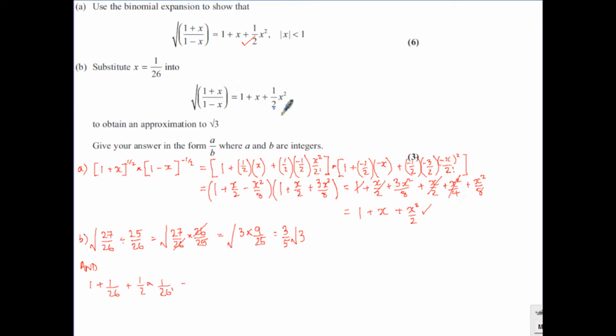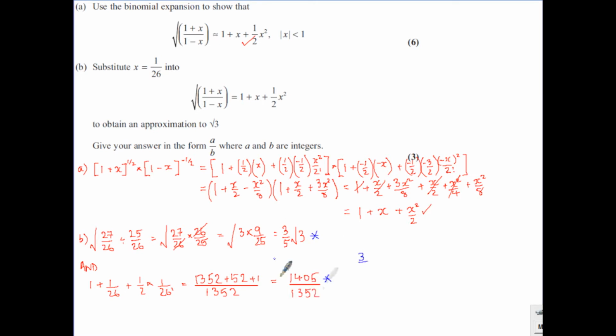Putting x equals 1 over 26 into this side of my equation, with my approximation, gives me this. So I've got 2 lots of 26 squared, which is 2 lots of 676, so that's 1352 on the bottom. So how many 1352s are there in 1? There are 1352 of them. 52 in 26, and 1 out of that lot. So there's my fraction. 1352 plus 52 plus 1 is 1405 over 1352.